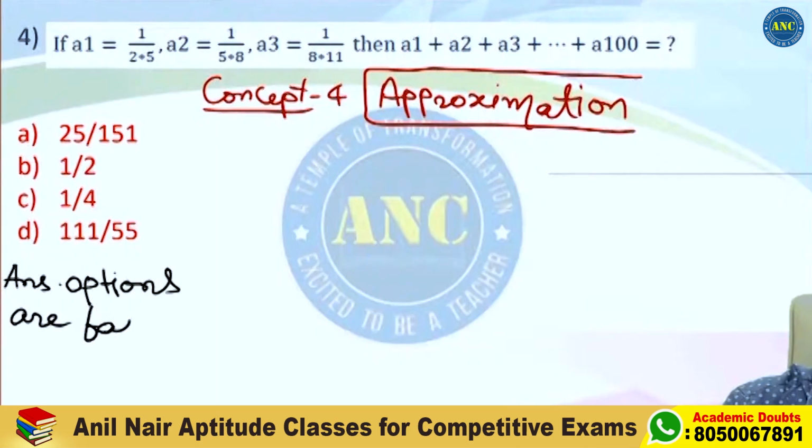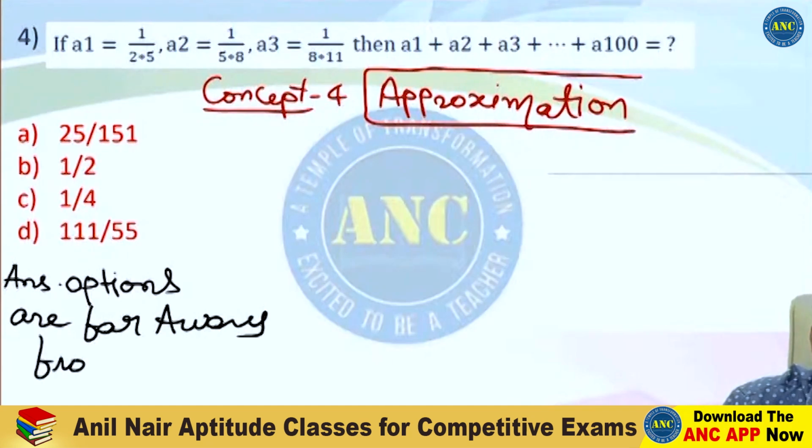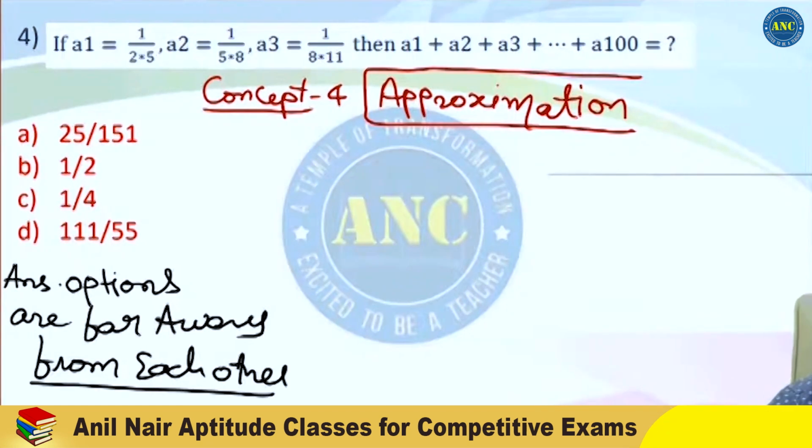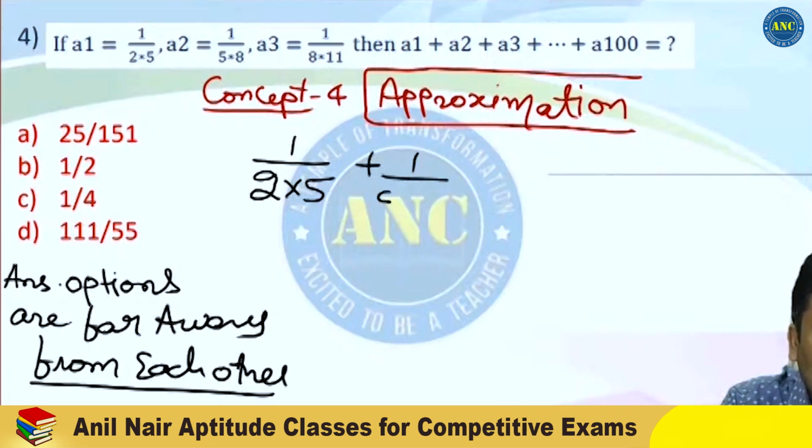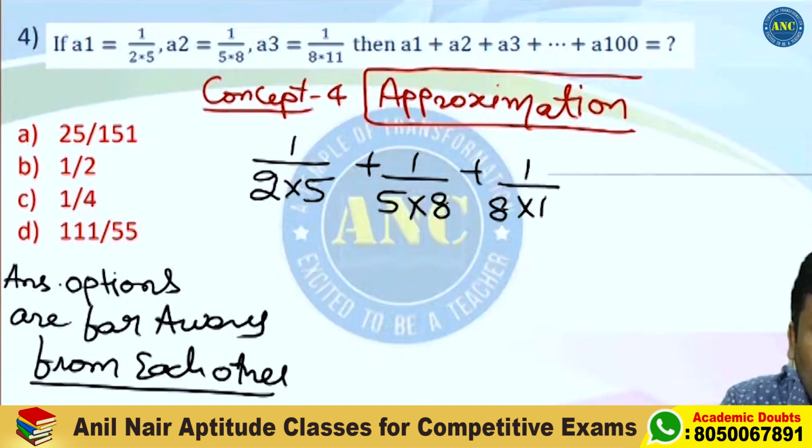When the answer options are far away from each other, approximation will work wonders for you. Then you can use concept number 4. The first one, 1 by 2 into 5. Next one, 1 by 5 into 8. Next one, 1 by 8 into 11.